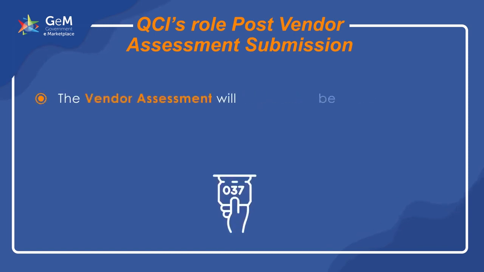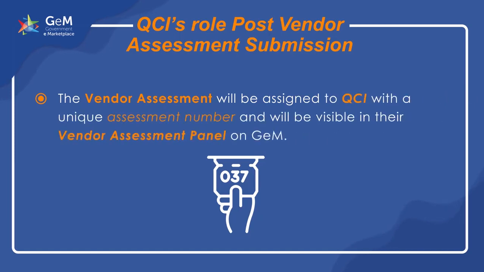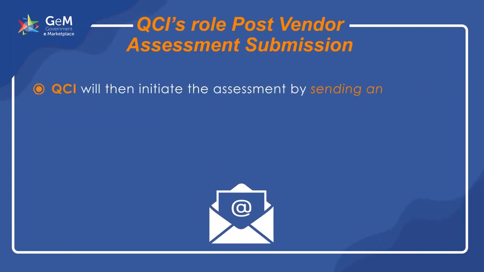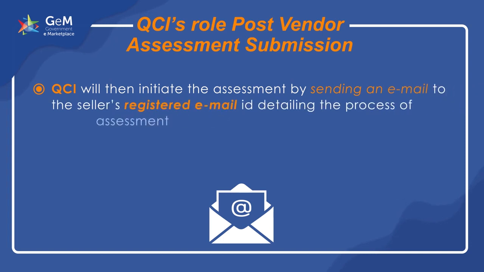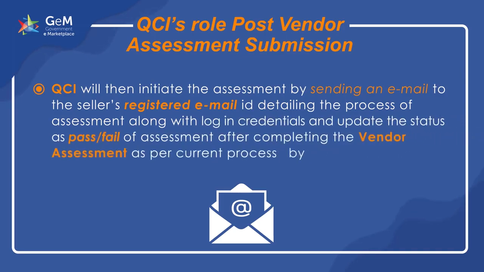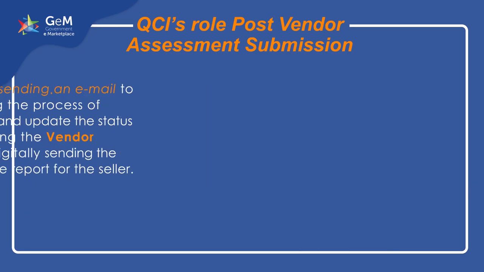The vendor assessment will be assigned to QCI with a unique assessment number and will be visible in their vendor assessment panel on GeM. QCI will then initiate the assessment by sending an email to the seller's registered email ID detailing the process of assessment along with login credentials, and update the status as pass or fail after completing the vendor assessment as per the current process, by digitally sending the parameters of the report and the PDF link of the report for the seller.